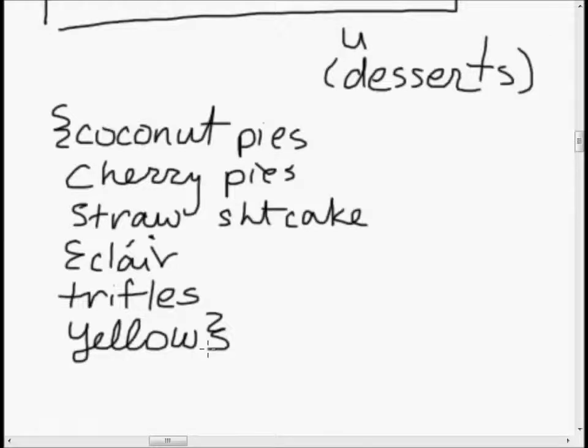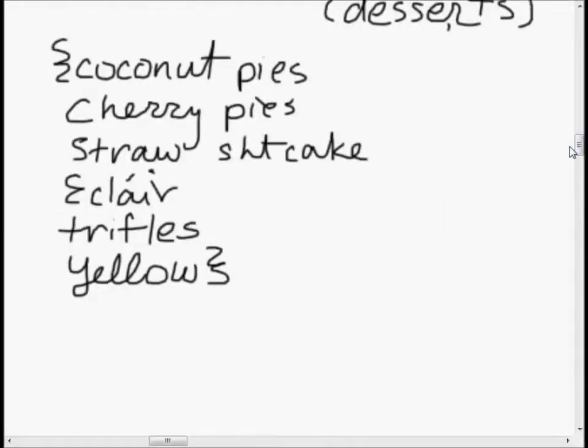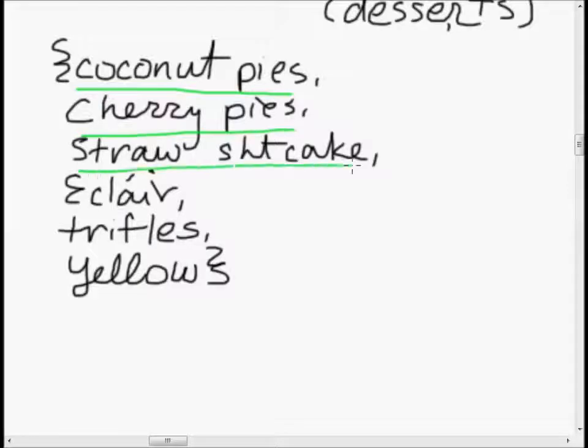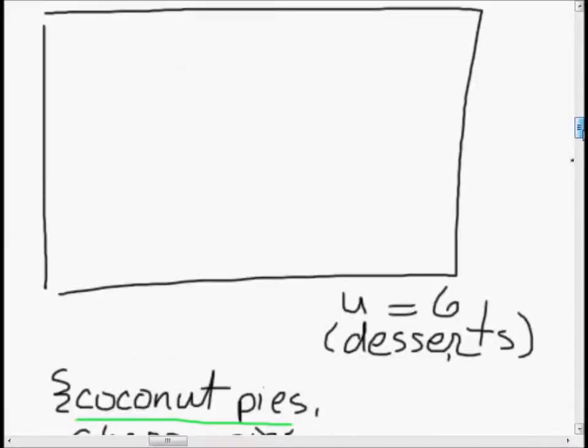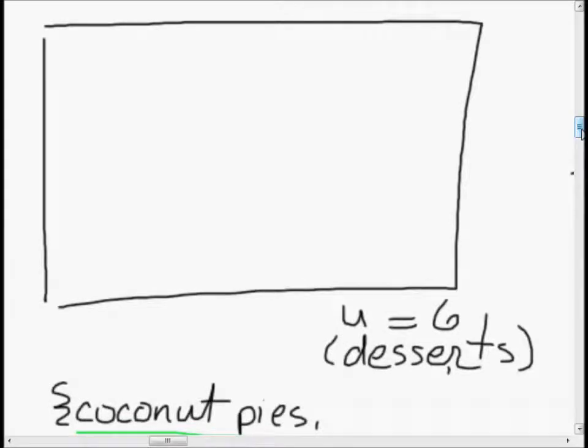Okay? So in Venn diagram notation, how many are there in this set? Well, if we put commas between all of them, there would be 1, 2, 3, 4, 5, 6 things in this universe. So we would say our universe is 6. And our universe is everything we're talking about. And so we draw this big square, and we put a U underneath it, and we say universe equals 6.